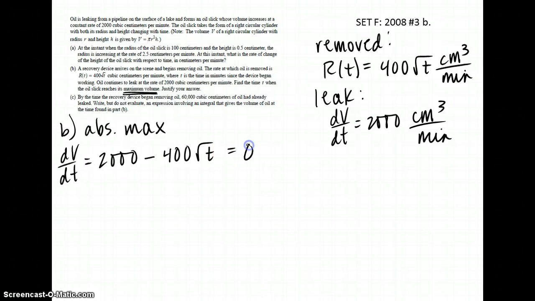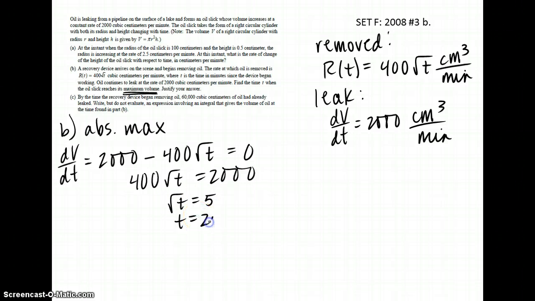So where would this equal 0? Square root of t is 5, so t is equal to 25. Now what are the endpoints on this? Well, look at the domain of this function. So I have my rate here. I know that I can't have a value of time less than 0. So when I plug in a value between 0 and 25 into this function, 2000 minus 400 root t, I get a positive value, and a negative value after 25.